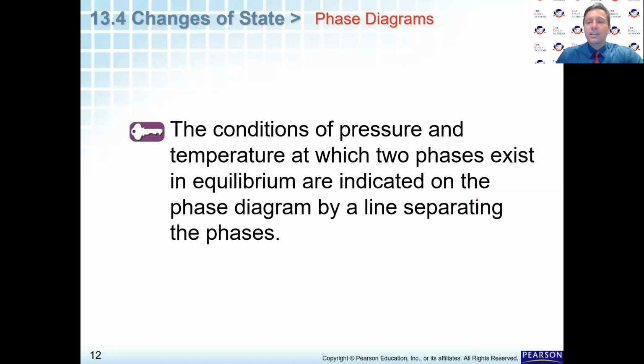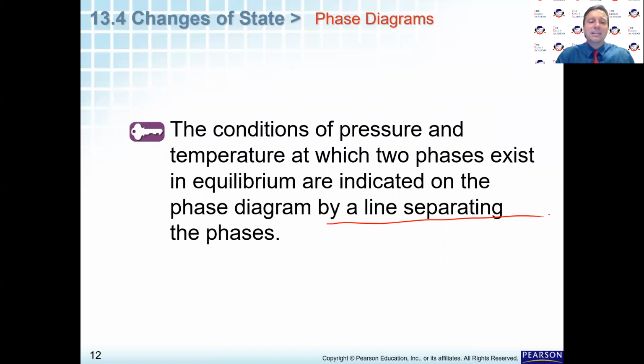So this here is really important. When you look at what a line represents, please get that in your notes: a line on a phase diagram. What does it represent? The conditions of pressure and temperature at which two phases exist in equilibrium are indicated by a line on the phase diagram. It's typically a curved line, but nevertheless, that line represents equilibrium between the two states, whether it's a solid and the liquid or the liquid and the gaseous state.